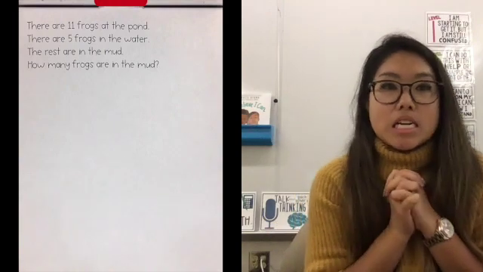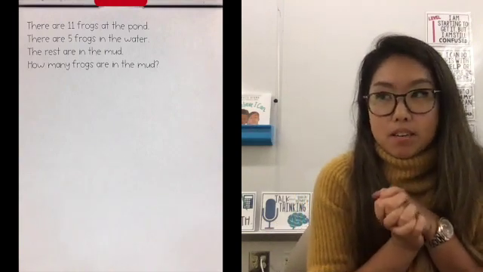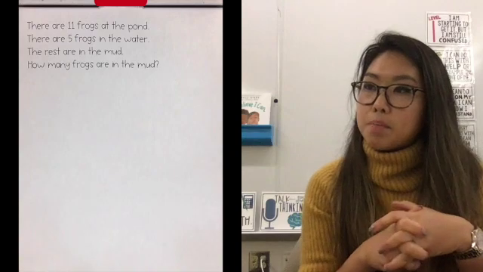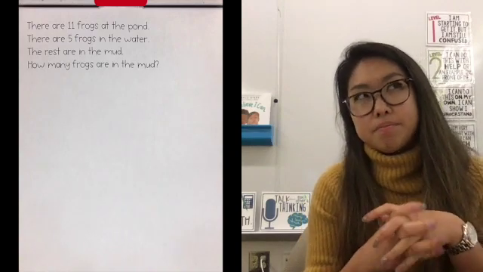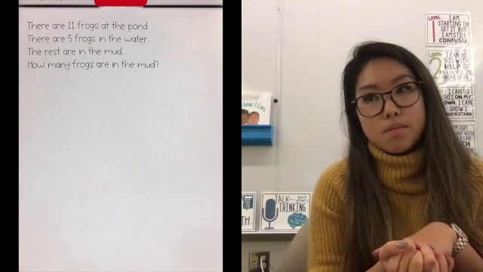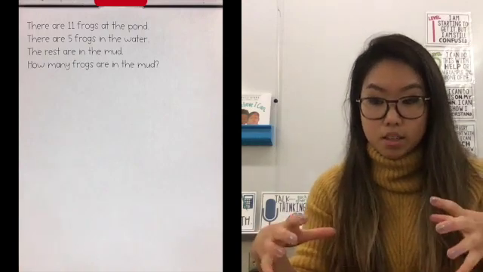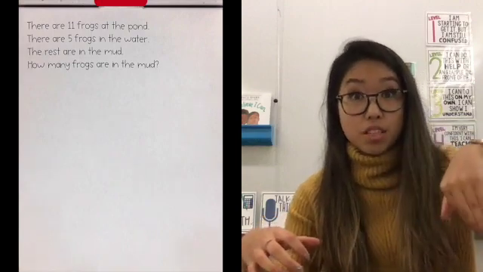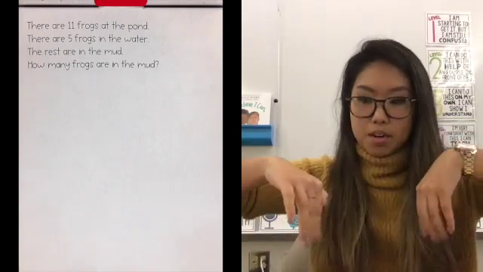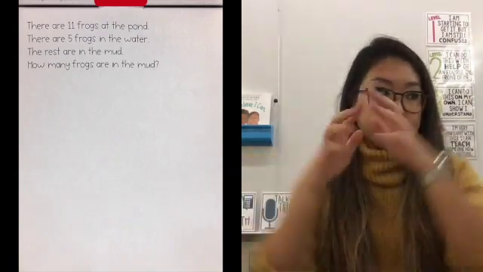Okay, think about the numbers for my second read. There are 11 frogs at the pond. There are 5 frogs in the water. The rest are in the mud. How many frogs are in the mud? So I know there's 11 frogs at the pond, and some are in the water. There's 5 in the water, and then some are in the mud, but I don't know how many are in the mud.